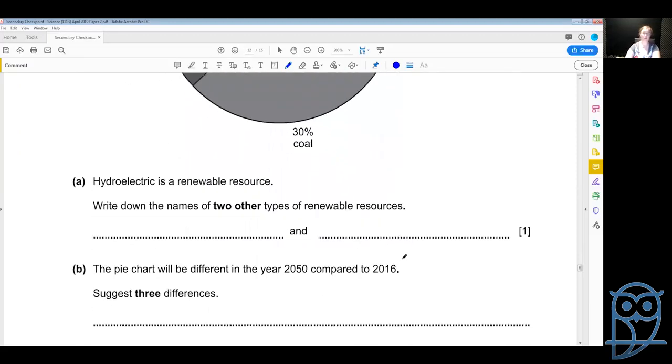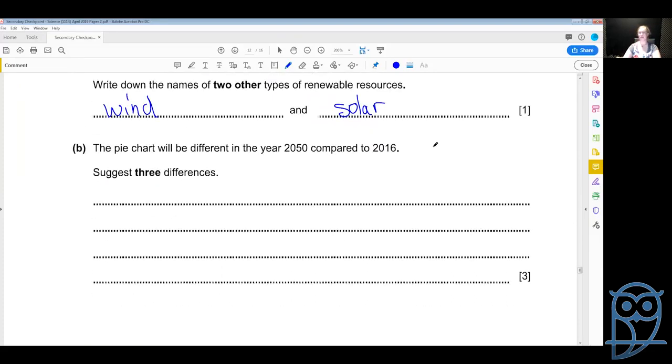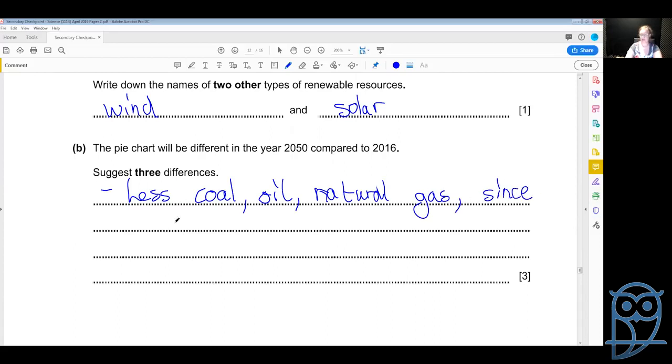So hydroelectric is a renewable resource. Write down the names of 2 other types of renewable resources. So wind and solar power are other renewable sources of power. So the pie chart will be different in the year 2050 compared to 2016, suggest 3 such differences. So here again, you need to use your logical common sense to try and figure out what's going to happen. So our first point here could be there's going to be less coal, oil, or natural gas since they will be used up.